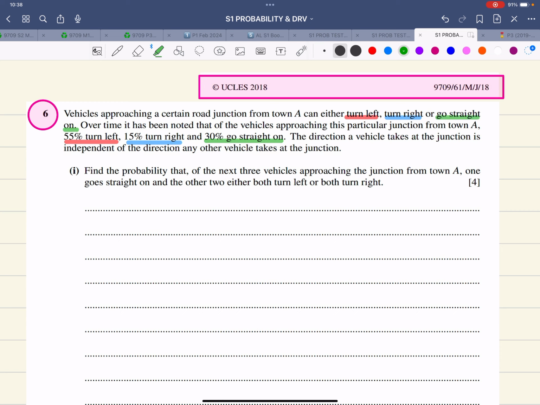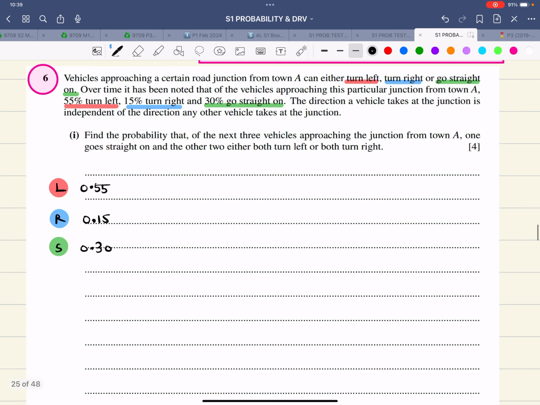So now let me choose the three colors again. So we have the red, we have the blue, we have the green, and I'm writing it so that I don't forget. Left is 0.55 and right is 0.15, converting into decimals, and straight on is 30%. So these are the three different decimals that we are using, the probabilities, and it's independent, so we can comfortably multiply it out.